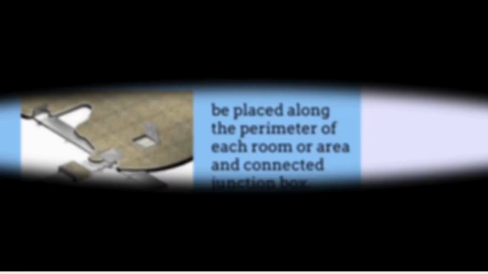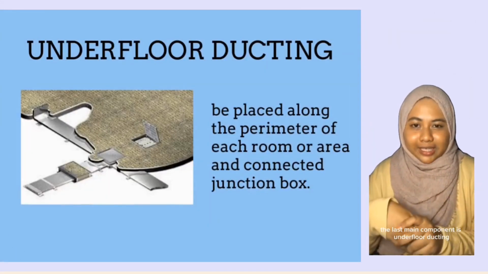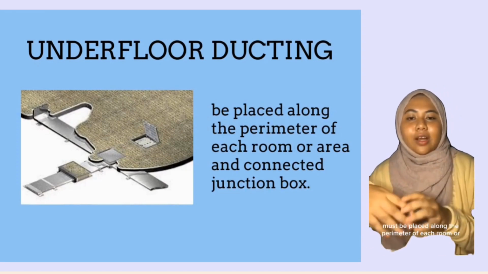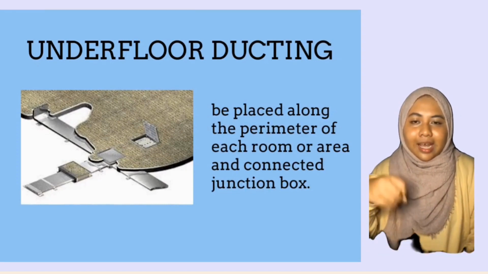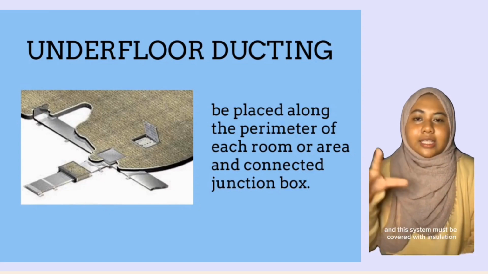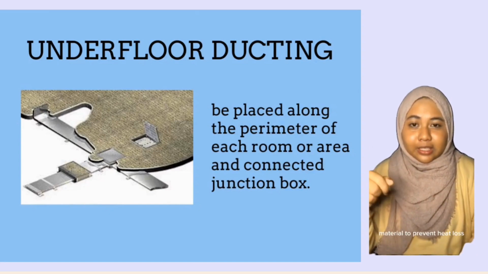Lastly, underfloor ducting. The last main component is underfloor ducting. Underfloor ducting must be placed along the perimeter of each room or area and connected to the junction box. This system must be covered with insulation material to prevent heat loss.